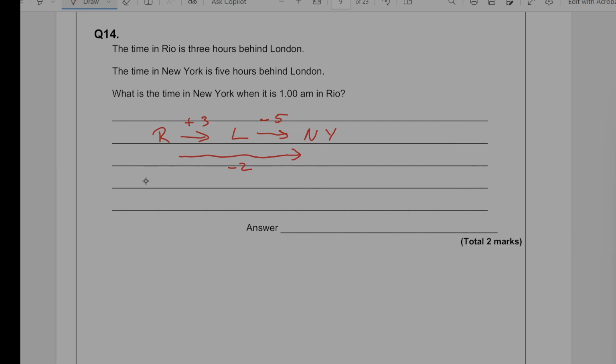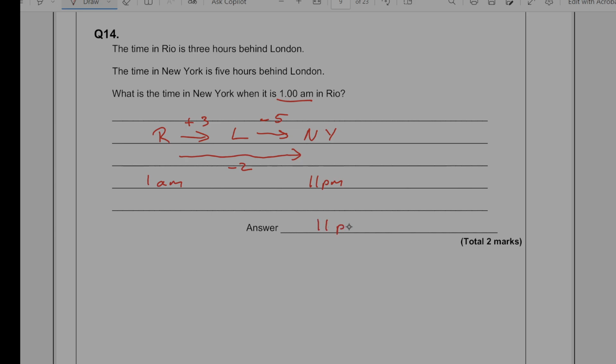So if it is 1 a.m. in Rio, it would need to be 11 p.m. in New York. So I'm going to give it in the same format because this is in the 12-hour clock. So I'm going to say 11 p.m. Although 2300 would be absolutely fine, I'm sure. So if you've worked in the 24-hour clock, I'm sure you would still be fine.